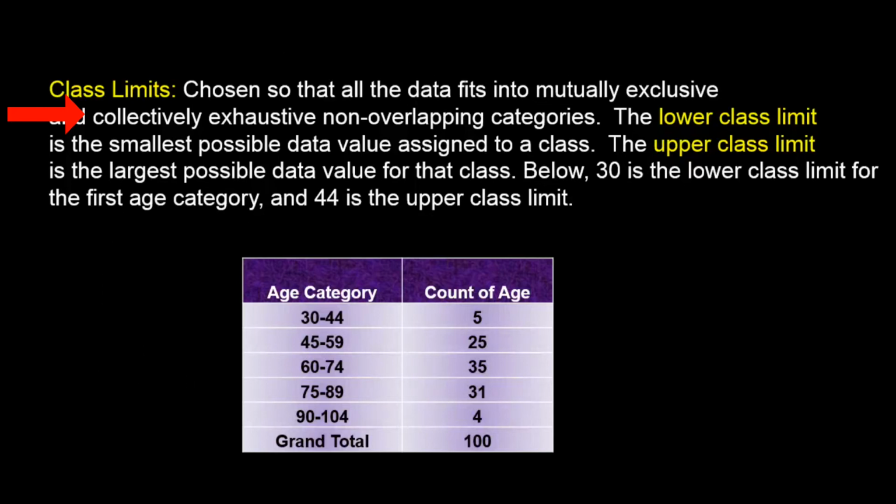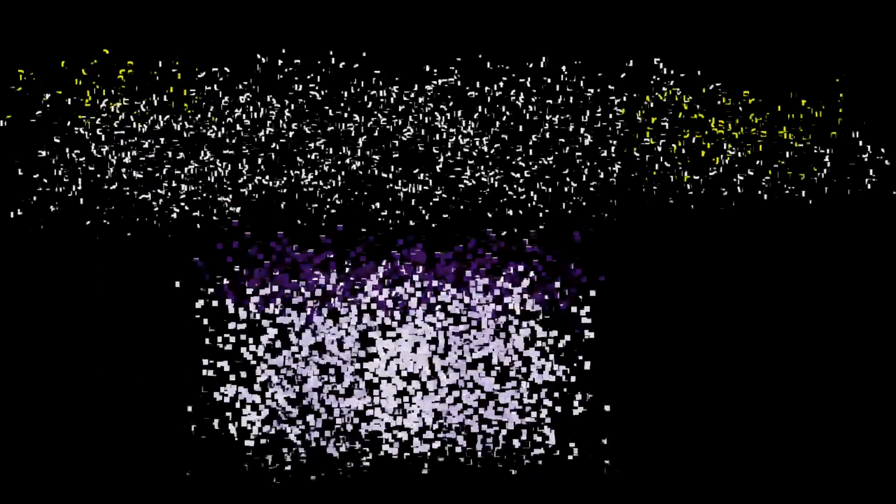Collectively exhaustive. What does that mean? Well, it means that collectively all the class groupings exhaust all the possibilities. That means that there is no one younger than 30 or older than 104. If there is, then we didn't take into account all the possibilities when we constructed the class groupings. In other words, 100% of the data must fall in these 5 class groupings.